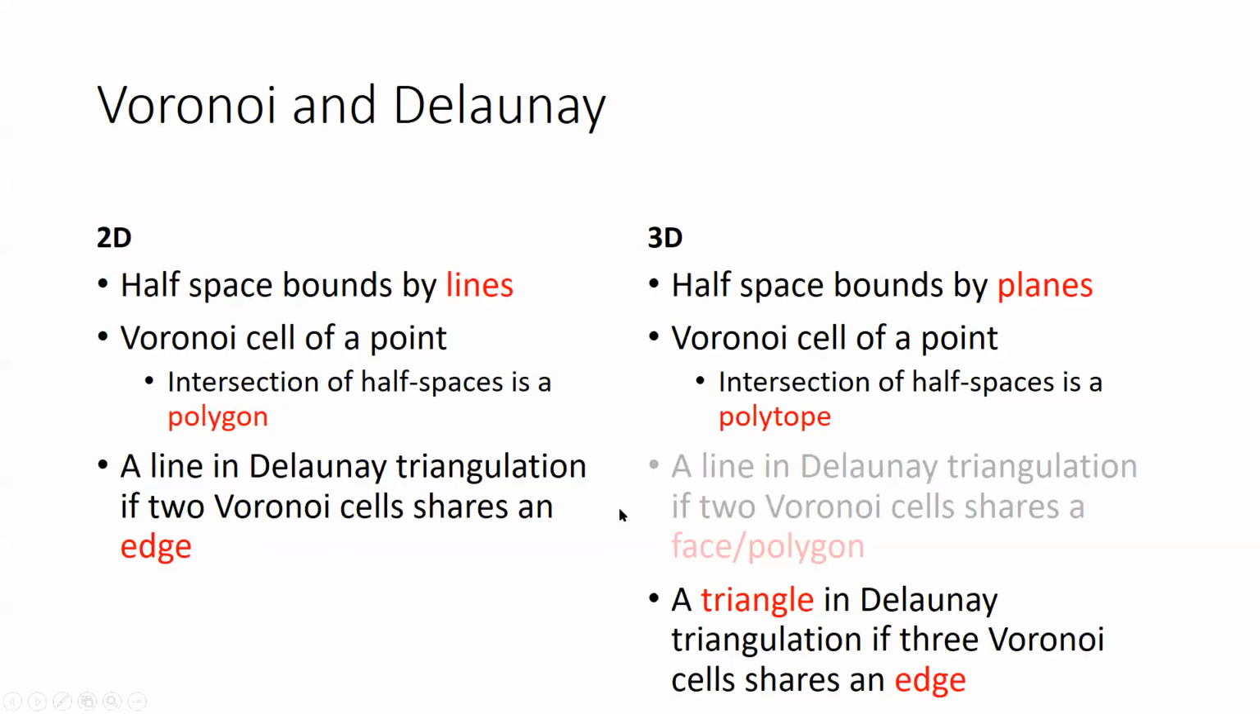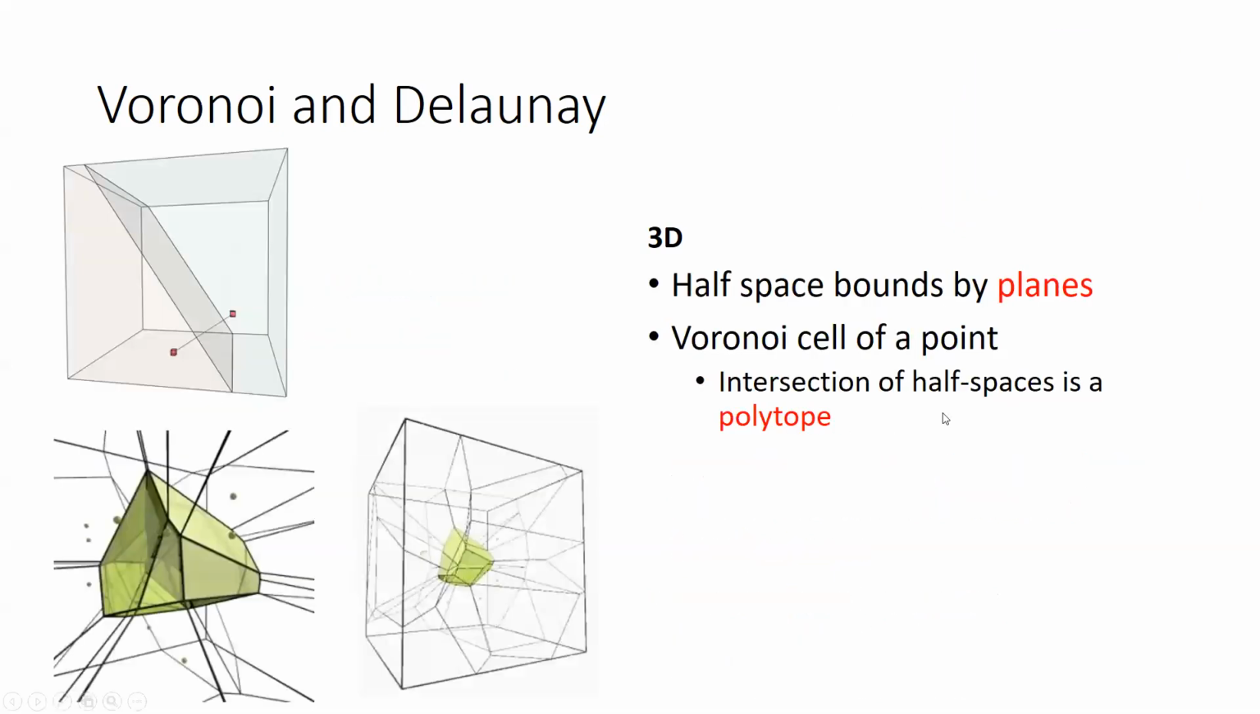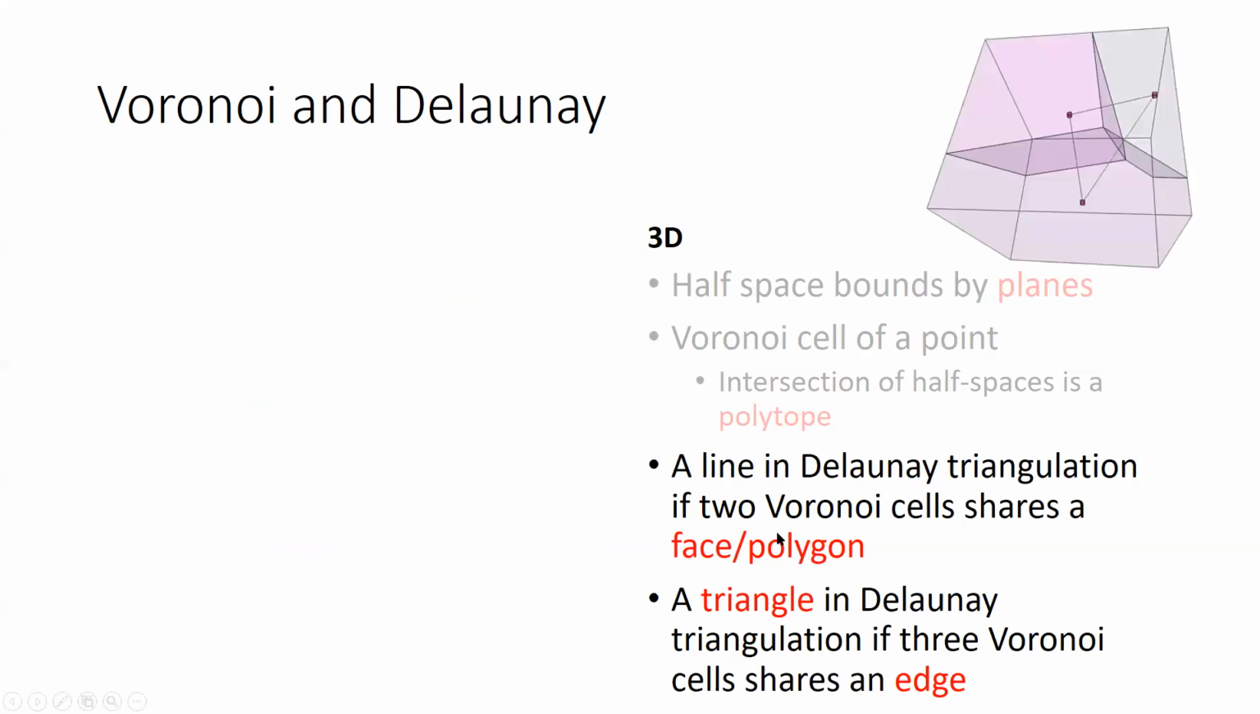Okay, so for example, first, the intersection of all the half spaces will make each point have a polytope as its Voronoi cell. And a line in the Delaunay triangulation is actually this one. I'm talking about this one. This is the face where two Voronoi cells touch, such that it will make a Delaunay edge here.